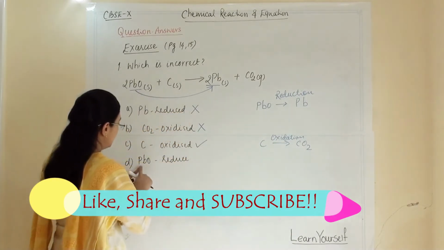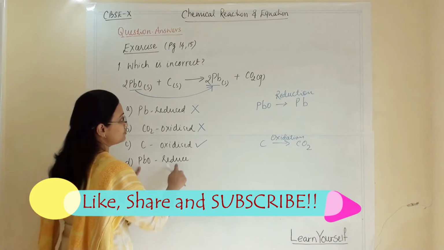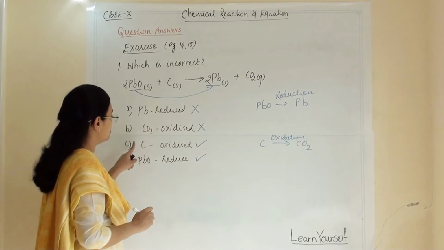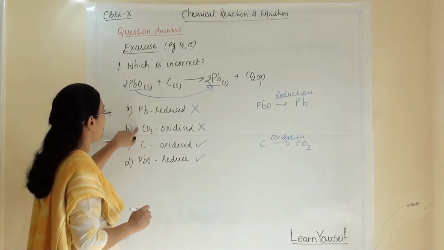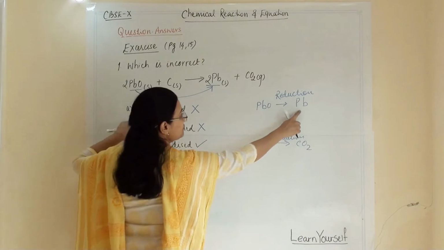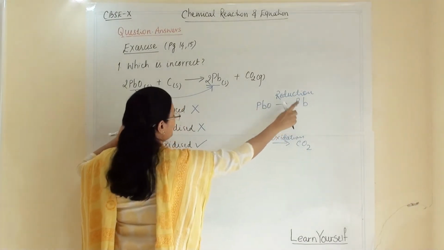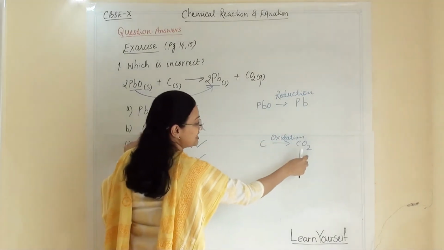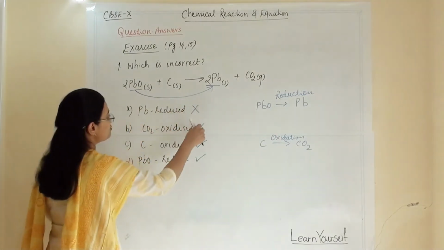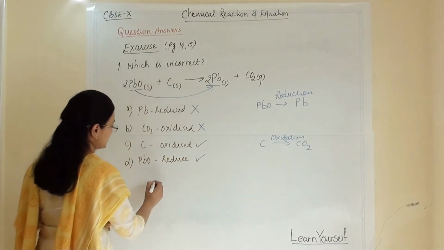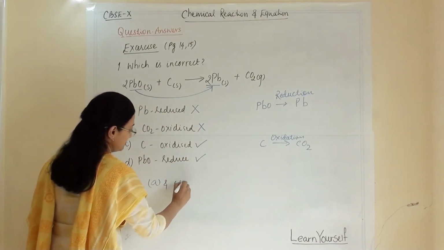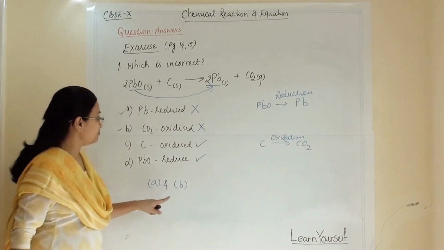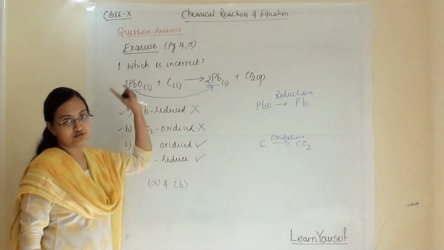This is correct. Lead oxide is reduced. Lead oxide is reduced to lead. Yes, this is correct. So these two are correct. These two are wrong because lead is not getting reduced. Lead oxide is getting reduced. Carbon dioxide is not oxidized. Carbon is oxidized to carbon dioxide. So these two are wrong. So answer for the first is A and B. So this A and B both are incorrect for the first one.